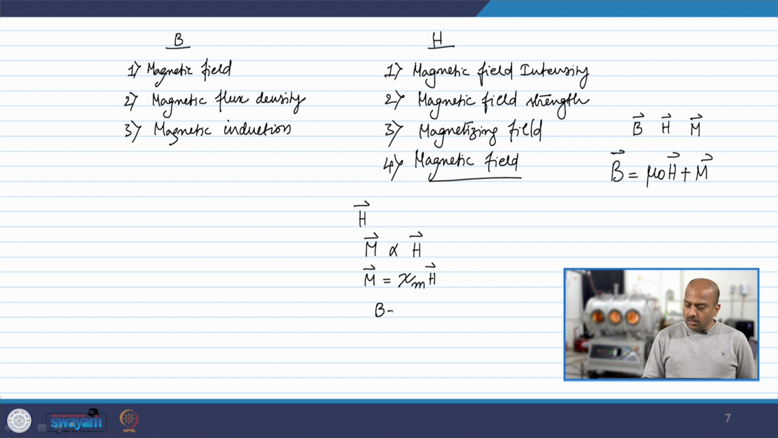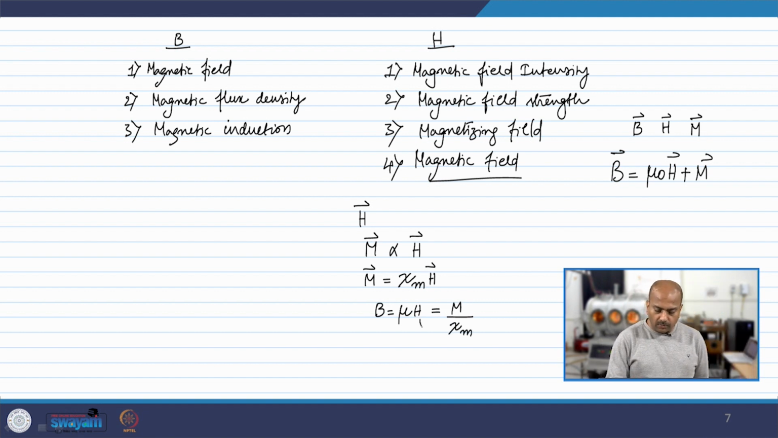Since we know that B is equal to mu H, not in free space, we can write H to be equal to M by chi m, right? So the amount of magnetization is proportional to the magnetic flux density which is being applied from the outside. So capital M will increase when you apply a very strong field and vice versa. And this is basically valid for any magnetic material, right?